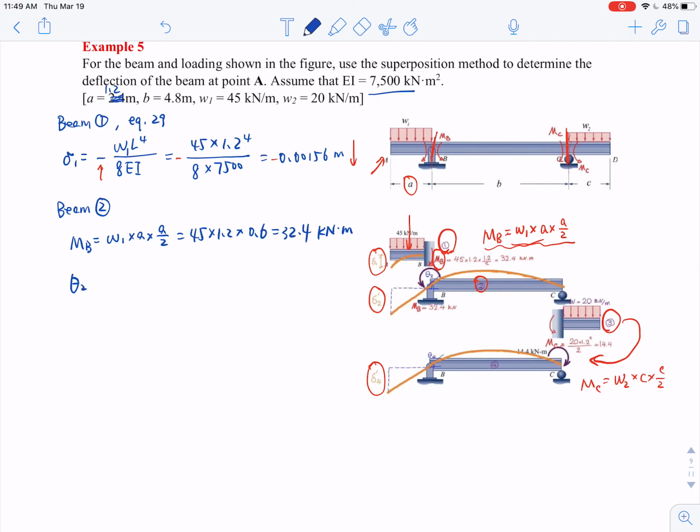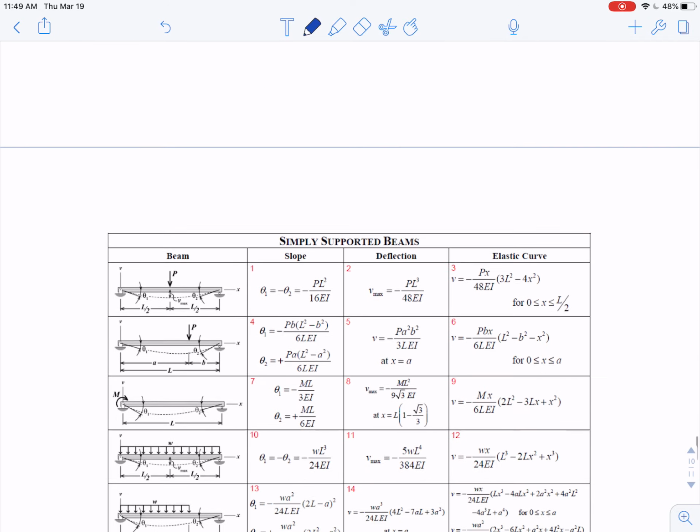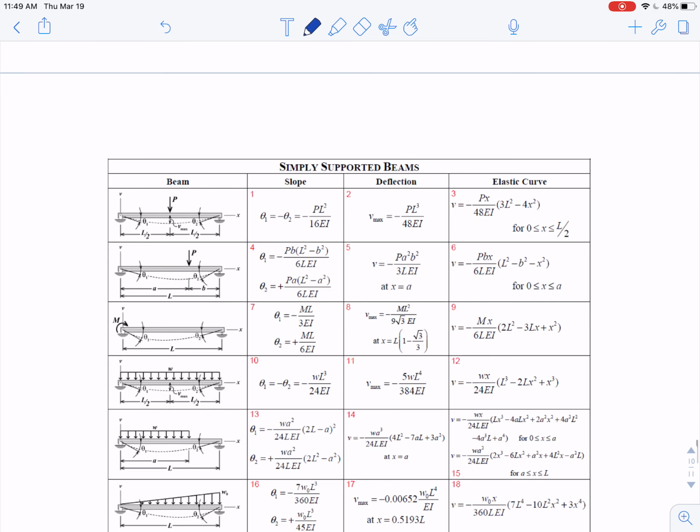Again, which equation do we use? I remember there should be equation 7 here. This time it is the near end. We're calculating the slope at the near end, just nearby the bending moment, so we'll use the first equation, theta 1.